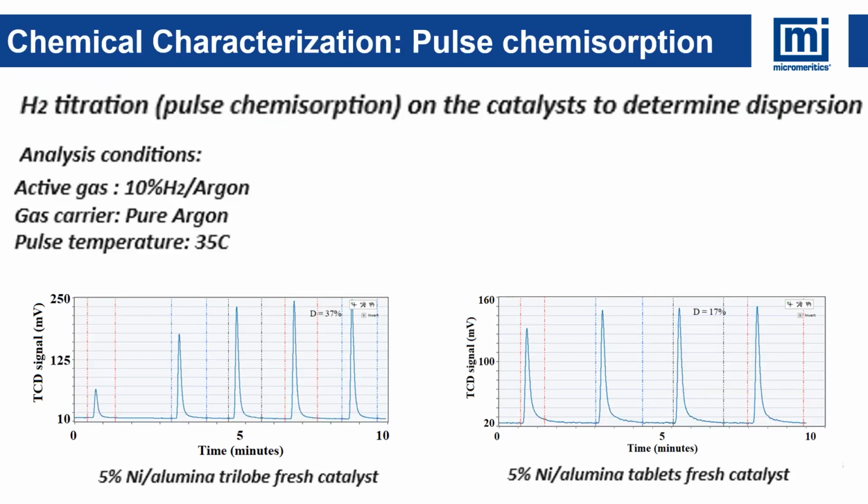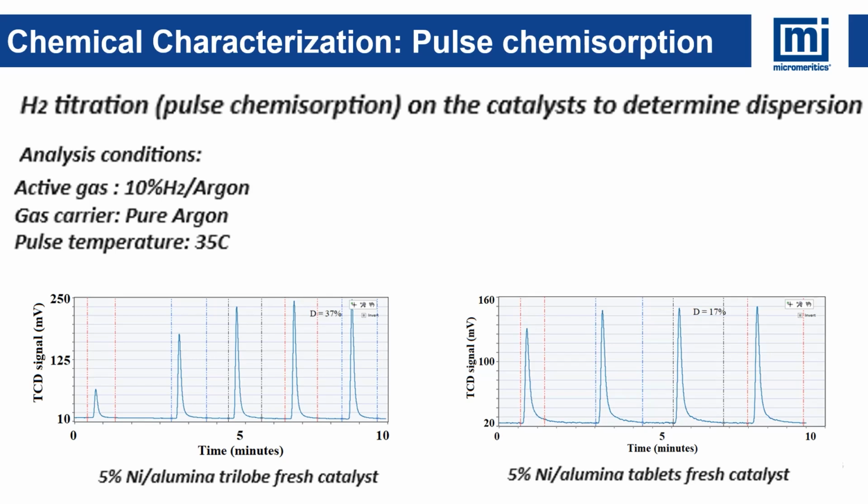After the sample is reduced, we proceed with a titration with hydrogen to determine the amount of nickel surface accessible for the reaction. As I said before, I'm not interested in knowing exactly how much nickel we have on the catalyst, but how many of those nickel atoms are on the surface of the catalyst, accessible for the reaction. So the pulse chemisorption technique is a very well used technique to determine the dispersion.